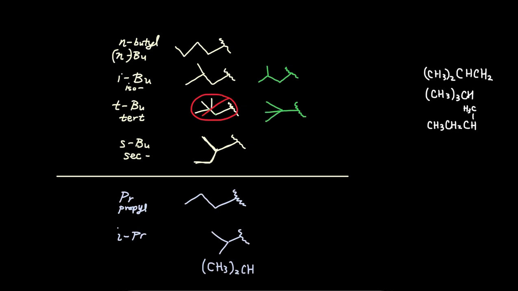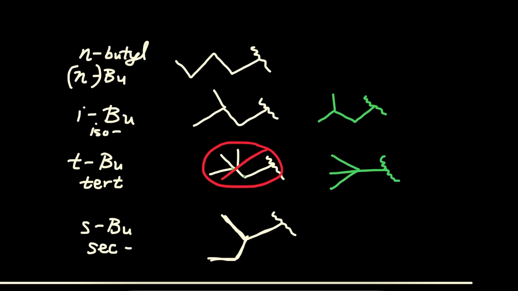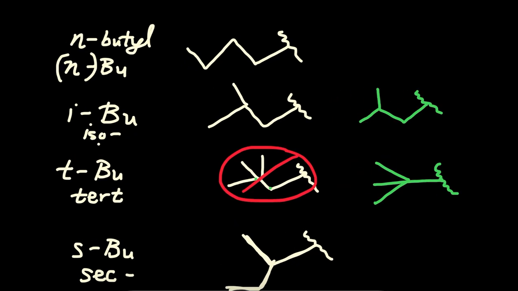Today we're going to get familiar with some of the alkyl groups, the substituents. So we'll start with butyl. We have the regular butyl, and we can add an N in front of butyl, or we don't have to. Now the substituents, variants, the alkyl groups of butyl includes iso, tert, and sec.